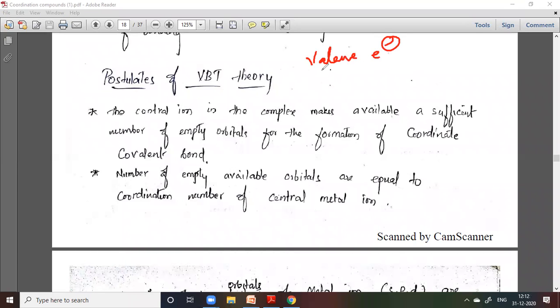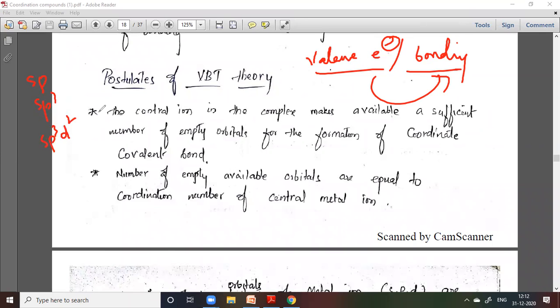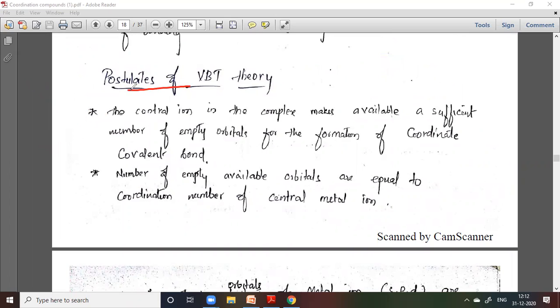Valence electrons will be involved in the bonding. That is the valence electron involved in the bonding, which is called valence bond theory. I think in the first semester, you have already completed the chemical bonding lesson. In that, you know very well about hybridization, that is sp, sp3, sp3d2, like this. Those hybridizations you already know. But now let us see these hybridizations in the coordination complexes. We will continue this in the coordination complexes. So let us start with the postulates here.